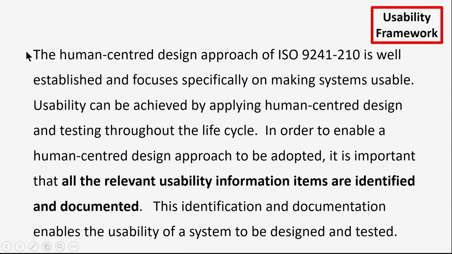So here's the description of the process, and I want to focus on this particular sentence. In order to enable human-centered design to be adopted, it is important that all relevant usability information is identified and documented. And that's really the focus of this sequence of standards, to assist in the documentation of the process. And it's not merely documentation for documentation's sake, but rather it really gives you a sense of exactly how to carry out these processes to make sure they're complete and thorough.